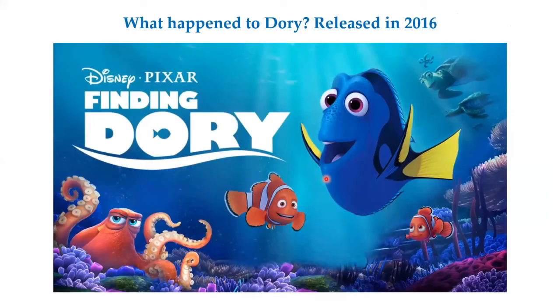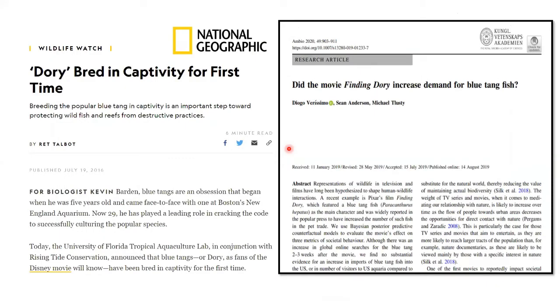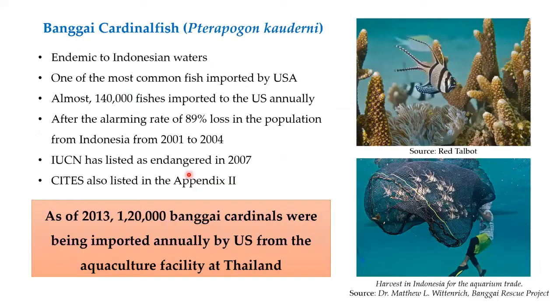So what happened to Dory? Finding Dory was released in 2016, 13 years after Finding Nemo. Since Dory was featured even in the Nemo movie, the sales have not increased as much as Nemo, because a recent study by Verissimo et al. in 2020 said that compared to Nemo, the sales of Dory have not really increased much. And fortunately, Dory was bred in captivity for the first time in the same year the movie was released. So in November 2016, the University of Florida Tropical Aquaculture Lab successfully bred this palette surgeonfish, or Dory, in captivity.